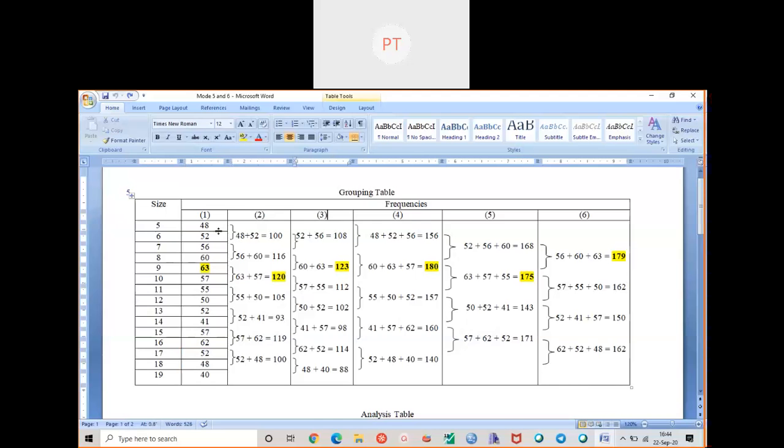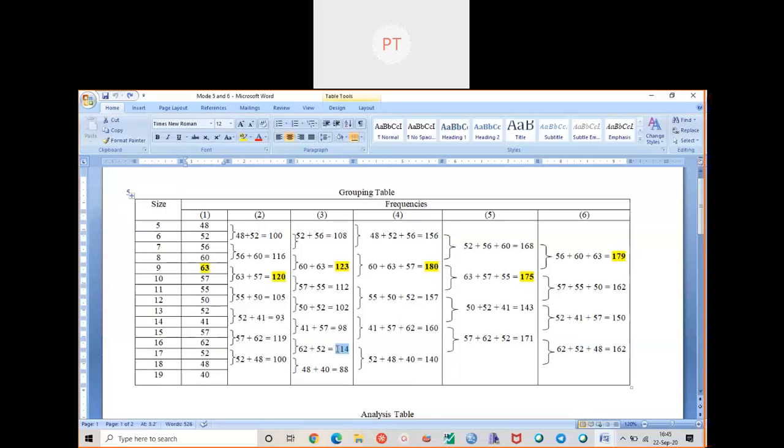In the third column we have to have the sum total of second and third. So we will start with this 52 plus 56, it will give you 108. Now we will move on to fourth and fifth. Now this will be 123. Now sixth and seventh, 112. Eighth and ninth, it will give you 102. 10th and 11th, it will give you 98. 12 and then this 13, it will give you 114.